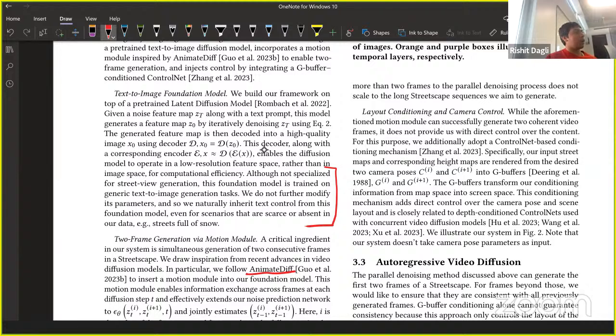Oh, do they fine-tune it in Stable Diffusion? Is that the question? No, they don't. They just build on top of it.